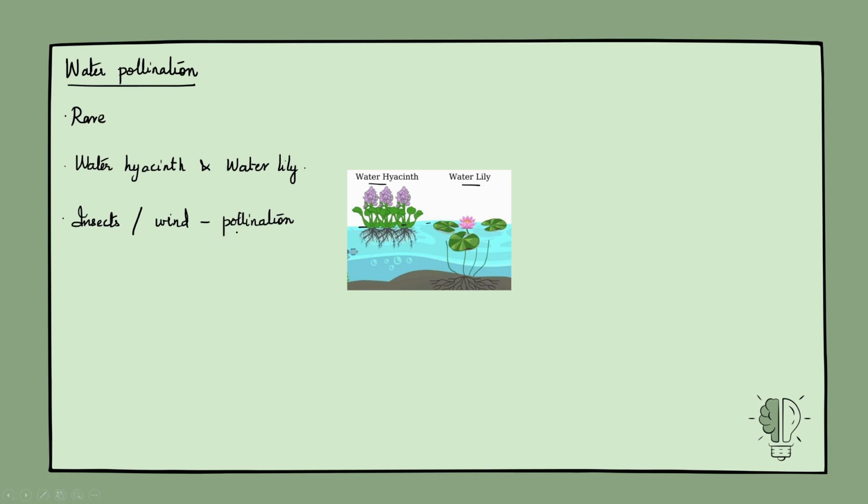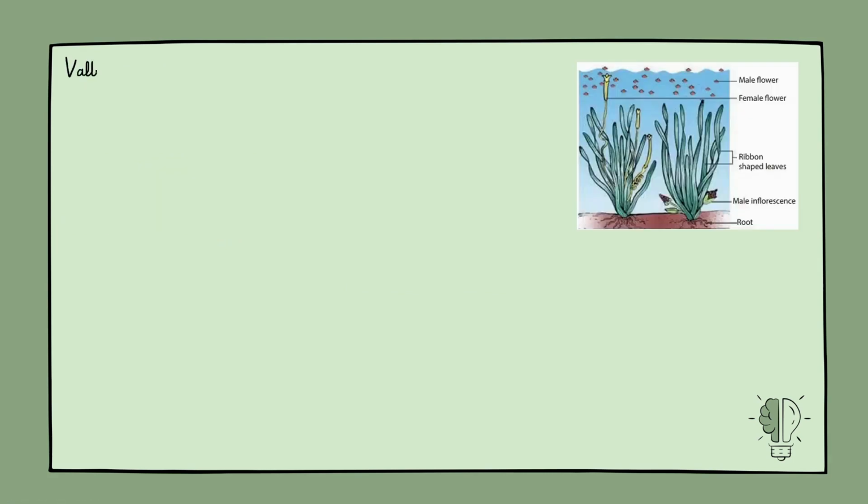All right. Now, let's see an example of an aquatic plant called Vallisneria. Vallisneria is an aquatic plant that uses water for pollination. If you look at the picture, you can see that the female flower reaches the water surface by a long stalk and the pollen grains are released on the surface of water. And these pollen grains are carried to the stigma by passive water currents. Alright.